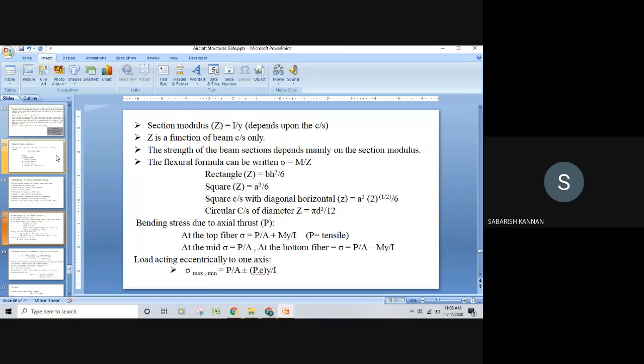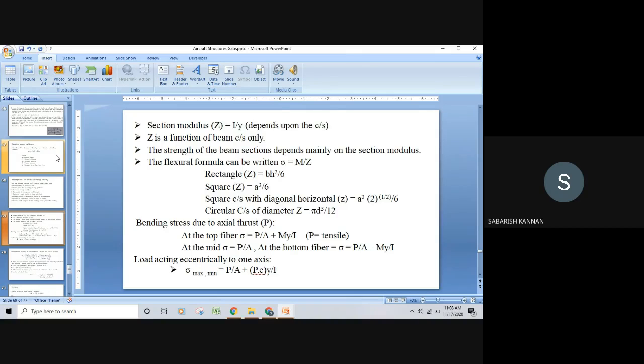And bending stress due to axial thrust. Before that, we saw the common bending stress equation. Now this is bending stress due to axial thrust, some extra thrust, right? At the top fiber, what is the bending stress due to the axial thrust? That is sigma equal to P divided by A plus M y divided by I. M is the moment, y is the distance, and I is the moment of inertia.